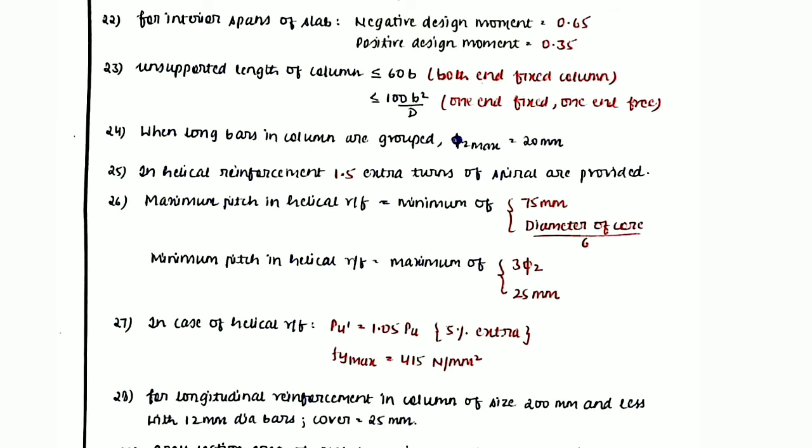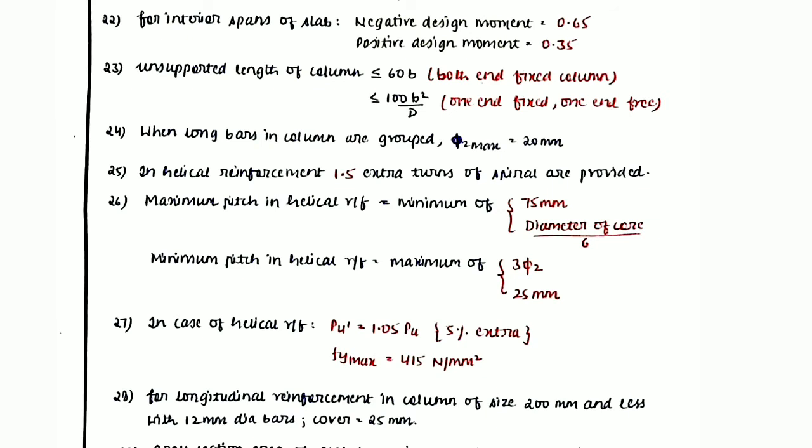The next point says that when long bars in columns are grouped, phi 2 max should be equal to 20 millimeter. The maximum diameter of the bars, the tie bars we can say, or the longitudinal bars we can say, is limited to 20 millimeter if very long bars in the column are grouped together.